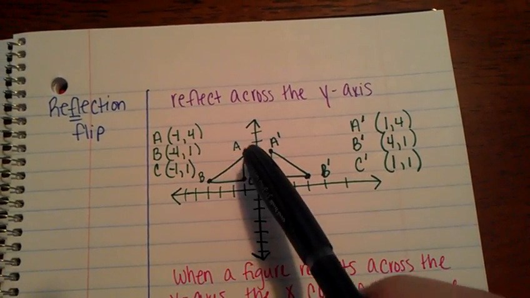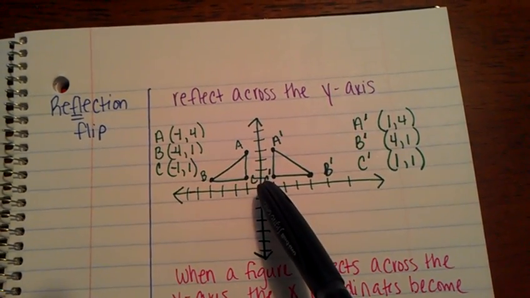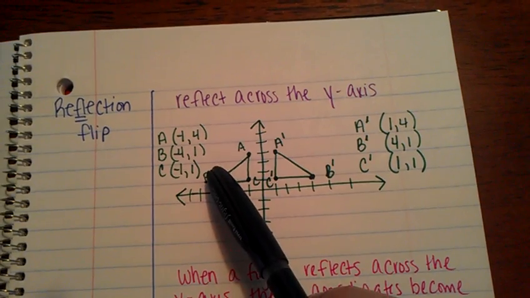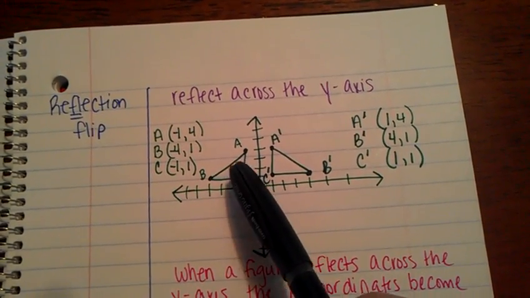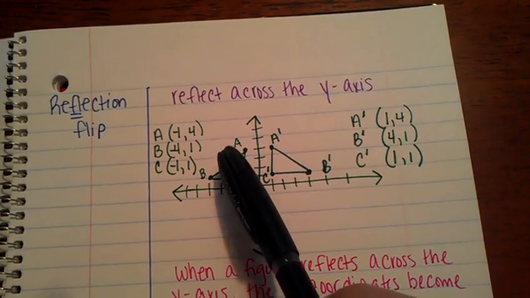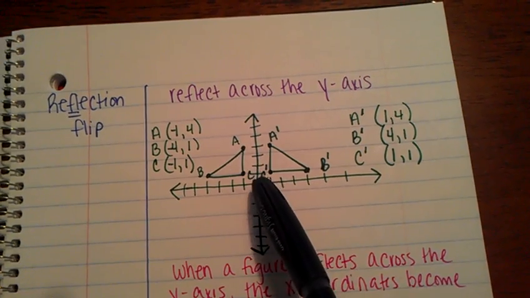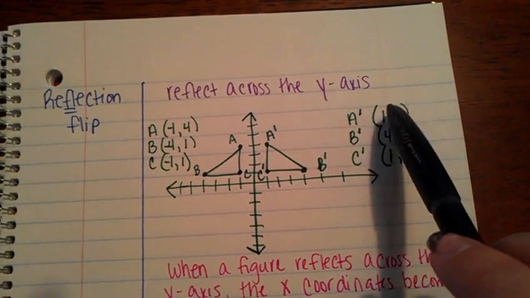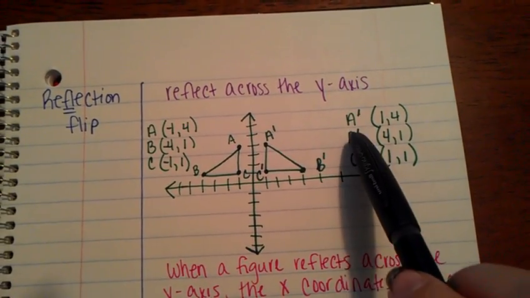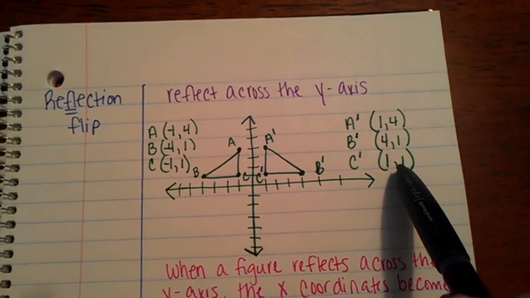Take a look at this. Point A is -1, +4. Point B is -4, +1. Point C is -1, +1. Now, if I'm going to reflect it and flip it over to become A prime, well, look what I have to do. I go to the right 1, and then I have to go up 4. So A prime is 1, 4. B prime is 4, 1. And C prime is 1, 1.